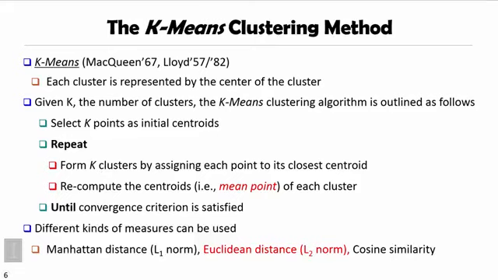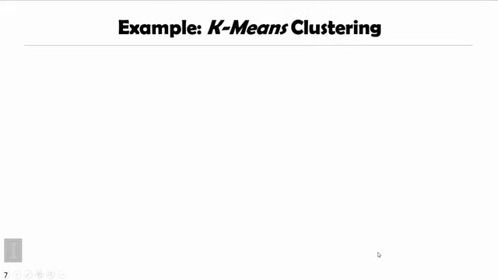There are different kinds of measures that can be used for calculating the distance and assigning points to the closest centroid. We can use Manhattan distance, the L1 norm, or Euclidean distance, the L2 norm. Quite often, the initial algorithm used Euclidean distance. We can even use cosine similarity.